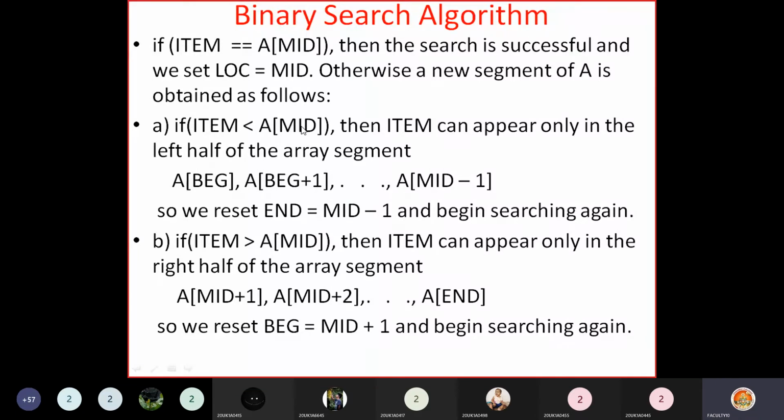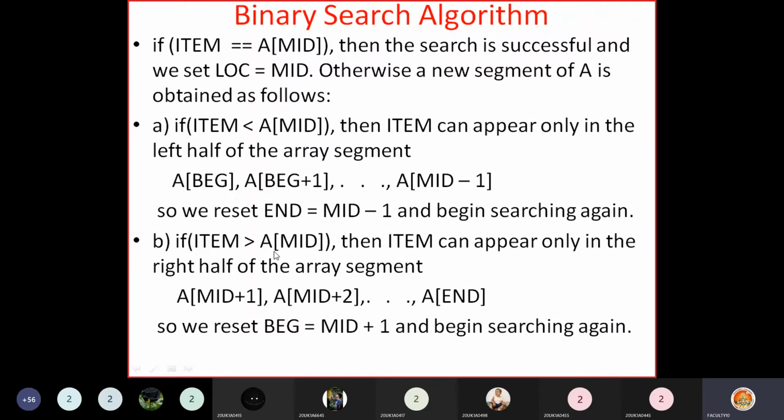Otherwise, we check whether the item to be searched is in the left half or in the right half. If it is in the left half, we search only in the left half of the array. That means the left half can be denoted using a of beginning up to a of mid minus 1. This will become the beginning position and the end position of the array, so within this limit only we'll search for the item.